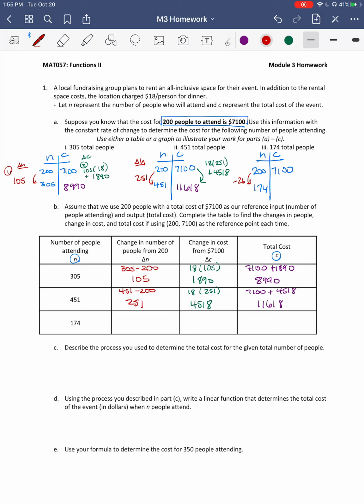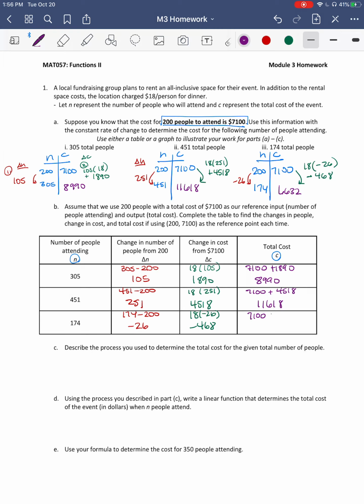I'm going to do the same thing for this last problem, but now my number of people is going down, right? We have fewer people coming, so I would do 174 minus 200. I get negative 26. But again, I need to take that. So at $18 per person, we've lost 26 people. And so we are going to pay $468 less. So I'll write this here as well. And then that means if I take those 7,100, we decrease by $468, we're going to get 6632. So I would take my 7,100.